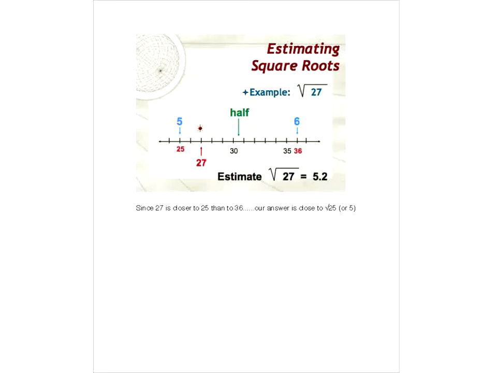Okay, so I just wrote that here. Since 27 is closer to 25 than 36, our answer is closer to the square root of 25, which is 5. Okay, so does that make sense, guys, how we estimate the square root of numbers? I'm going to take that as you understand. If you don't, we can go over it again, okay?